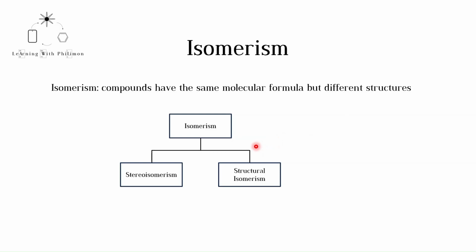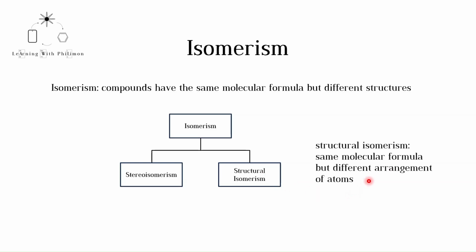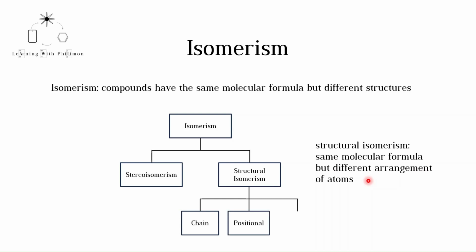In today's video, we will focus only on structural isomerism, in which compounds have the same molecular formula but differ in the arrangement of the atoms. In other words, the atoms are bonded in a different order. There are three types of structural isomerism: chain, positional, and functional. Let's start by looking at chain isomers.